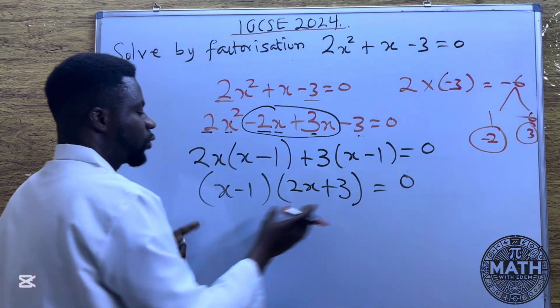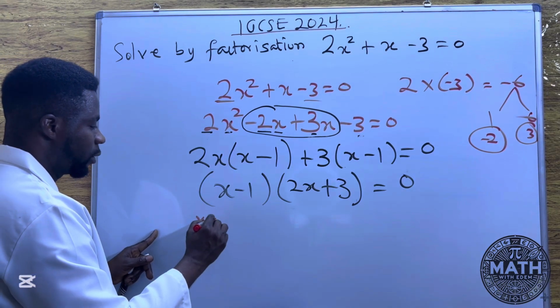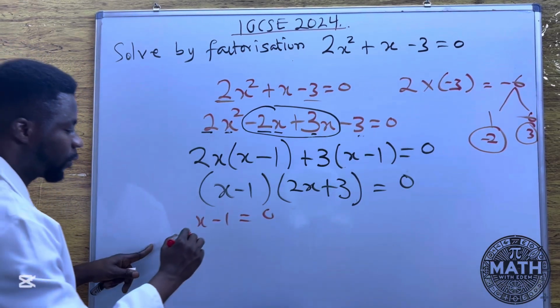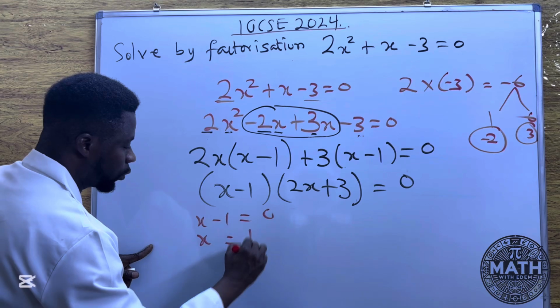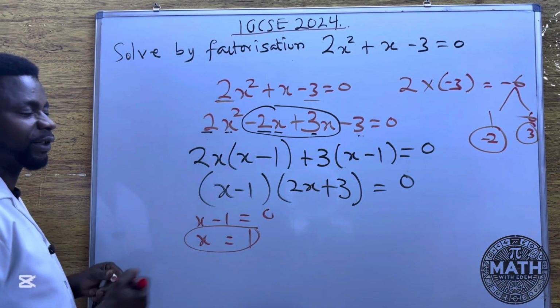Our next step is we are going to take each parenthesis and make it equal to 0. So let's take the first one. x minus 1 equals 0, so our x is equal to 1. This is the value for x. Great, now let's take the second one.